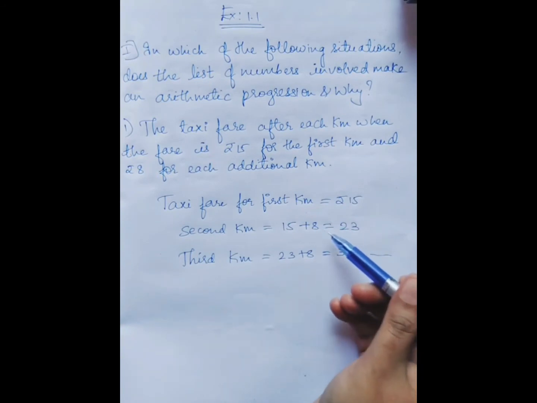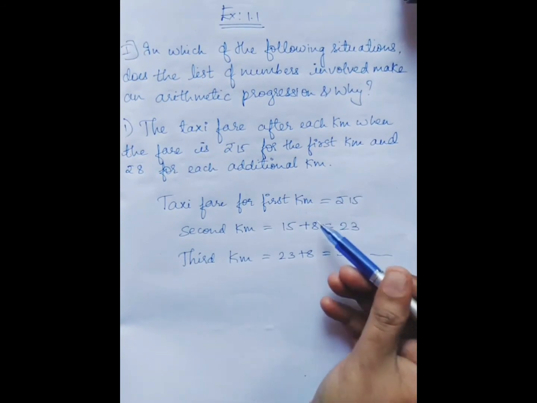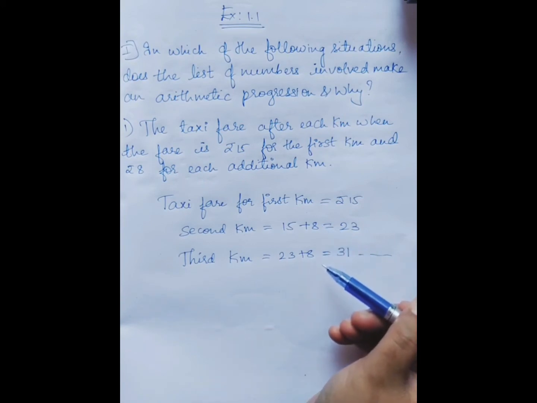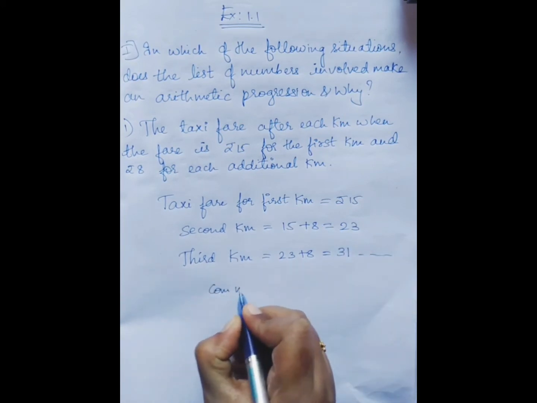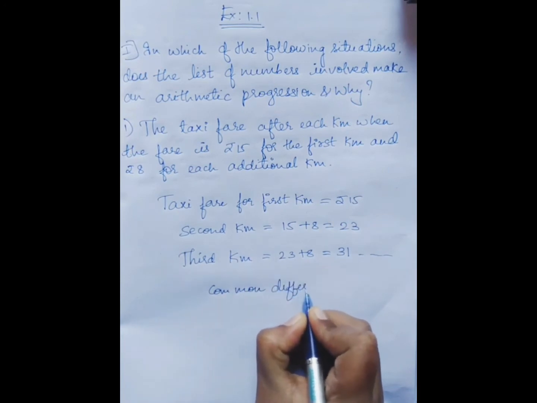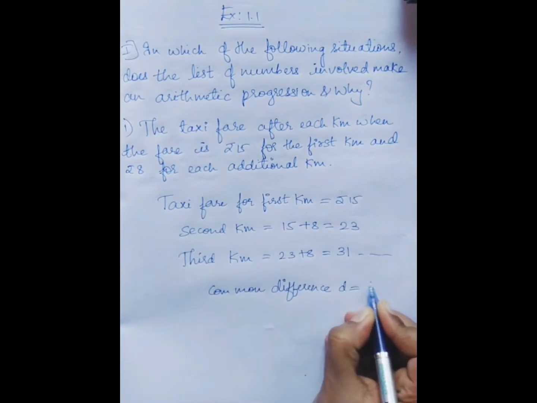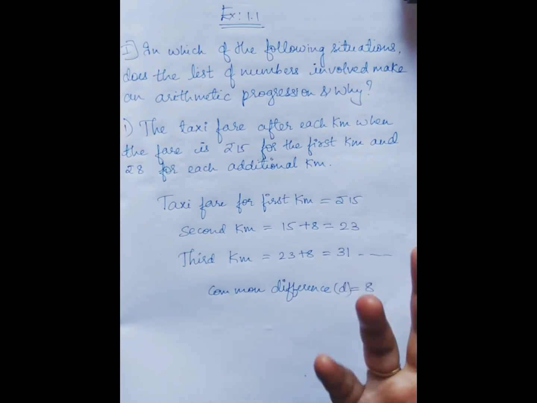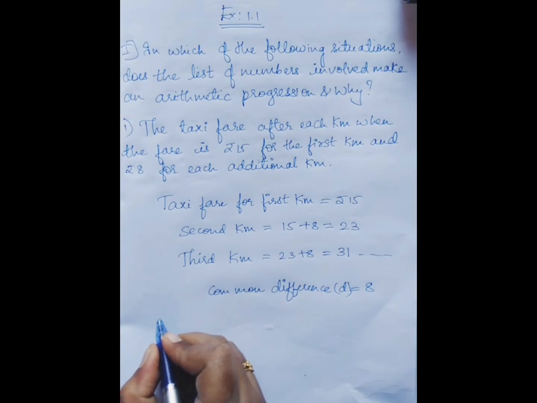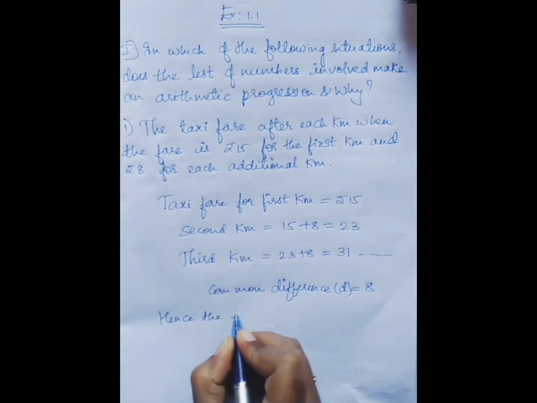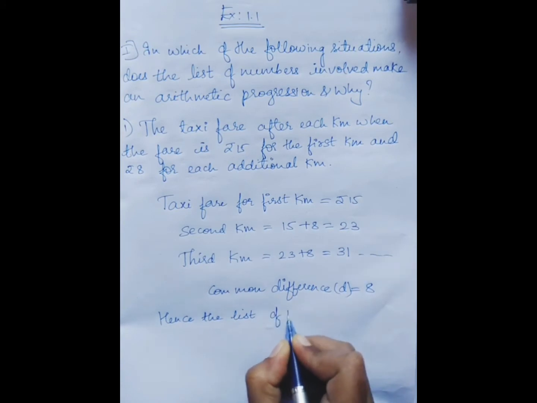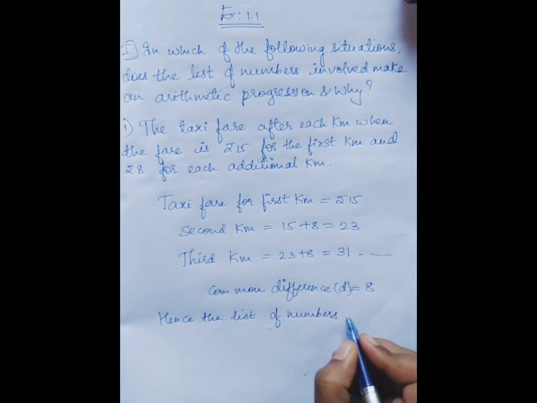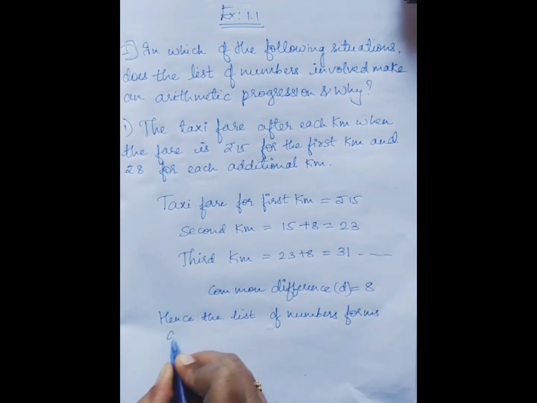Now you can observe here, the common difference is the same. What is the common difference? The common difference is 8. So we can write: common difference d is equal to 8. See, if you are getting the common difference as the same, then that means it forms an AP. So we can write: hence the list of numbers forms an AP, forms an arithmetic progression.